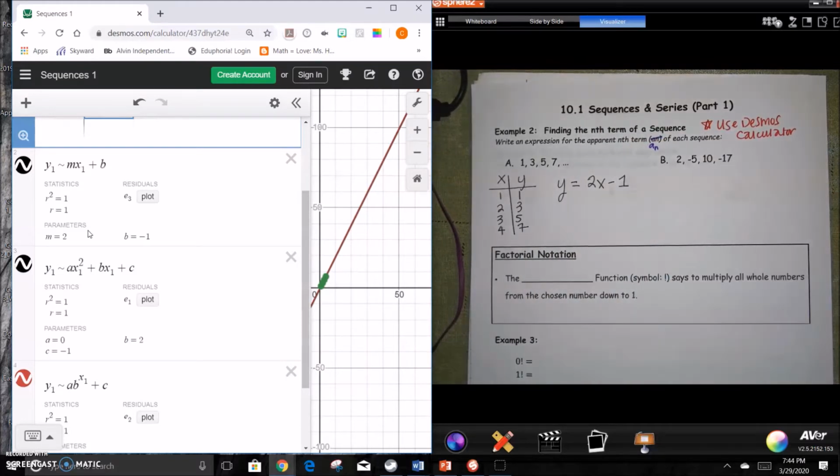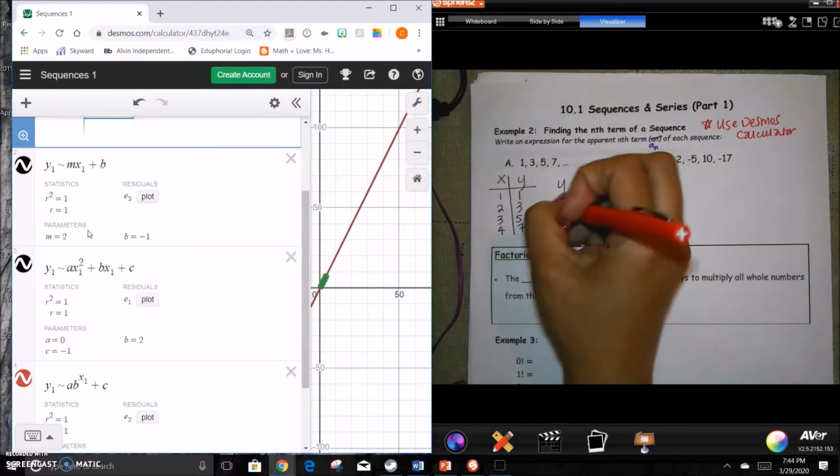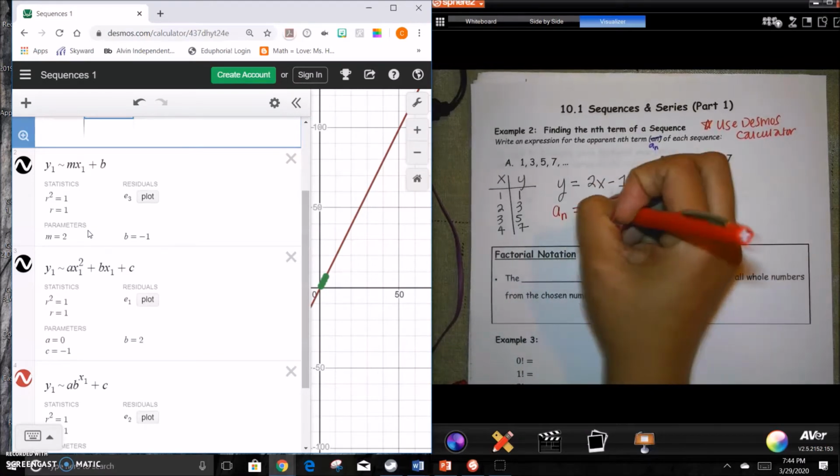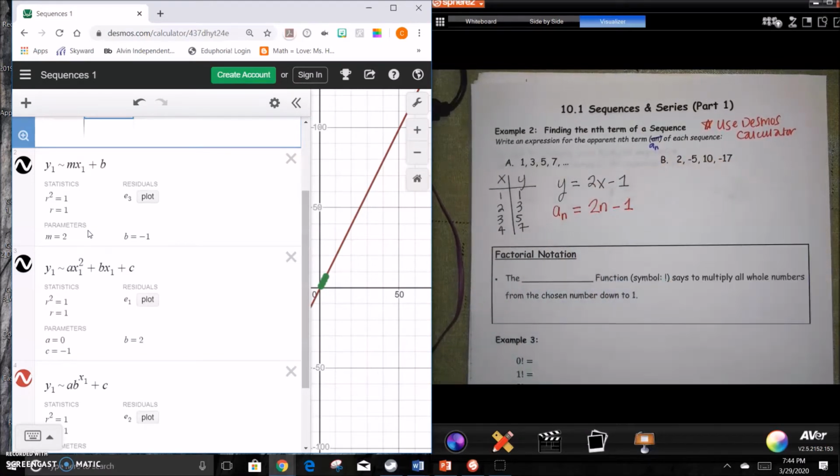Okay, y equals 2x minus 1. If you're asking yourselves, why don't I write this in a sub n format? Well, you can. y sub n is equal to 2 times n minus 1. It's just a difference between writing an explicit and a recursive formula. It does not matter to me which format you choose, but since your equations are already set up on the Desmos in y equals format, I just kept it simple for you.